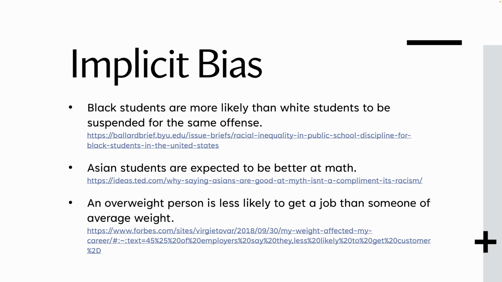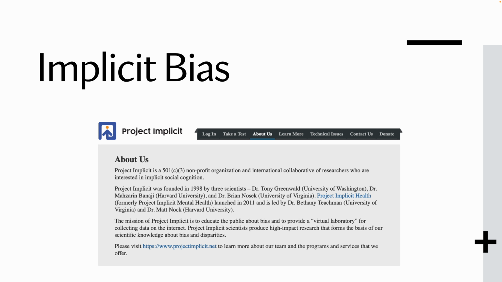Black students are more likely than white students to be suspended for the same offense. It's actually 4 times more likely. So the evidence there is that there's some implicit bias. Asian students are expected to be better at math, right? Is that a bad thing to say? It is. It's bad anytime you stereotype a group of people. An overweight person is less likely to get a job than someone of average weight, and that's because we have a preference in our brain for how we think people should look. So there are all these ways in which bias seeps into our understanding of the world around us, and it's helpful if you can find your bias.